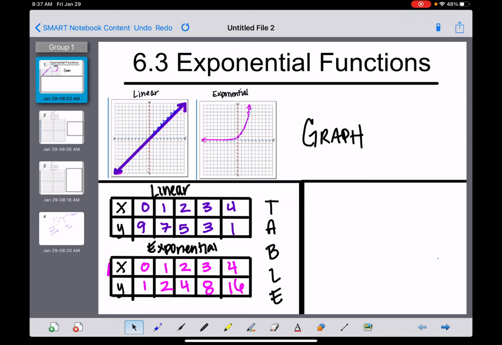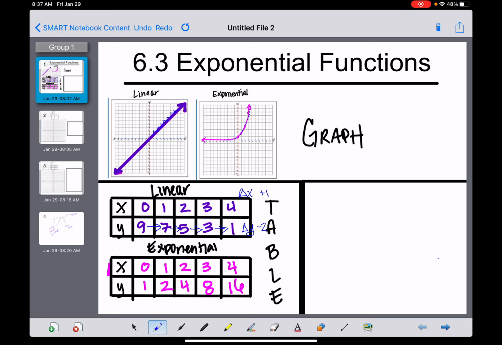If we look at this in terms of a table, when we were looking at linear functions, we wanted it to increase or decrease by the same amount. So my change in x is a constant rate of plus 1. My change in y is a constant rate of minus 2. That's what makes it a linear function, is that it's going up or down, adding or subtracting by the same exact amount.